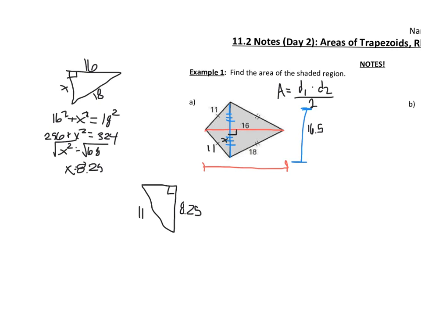So I'm going to call that red distance here y. That's what I'm trying to find. So I see I have two side lengths. If I have two side lengths of my right triangle, that means I'm going to use my Pythagorean theorem, a squared plus b squared equals c squared. So we write this out. Again, it doesn't matter which one's your a and which one is your b.